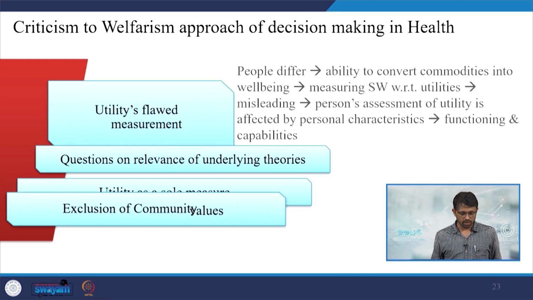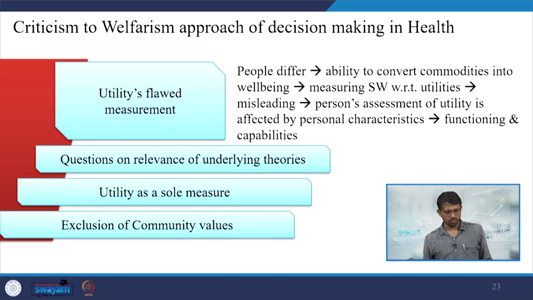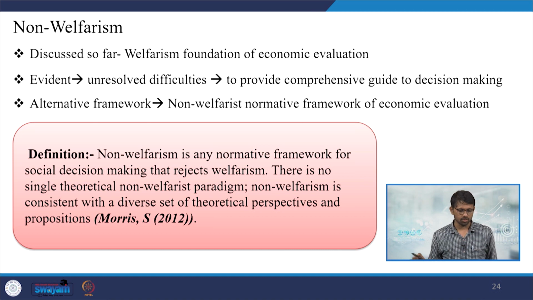The last one is in terms of flawed measurement, since people differ in their ability to convert commodities into well-being, and especially in terms of measuring social welfare with respect to utility, it is really misleading. You can also check the functionings and capabilities approach. Somewhere we will also address all sorts of directions.